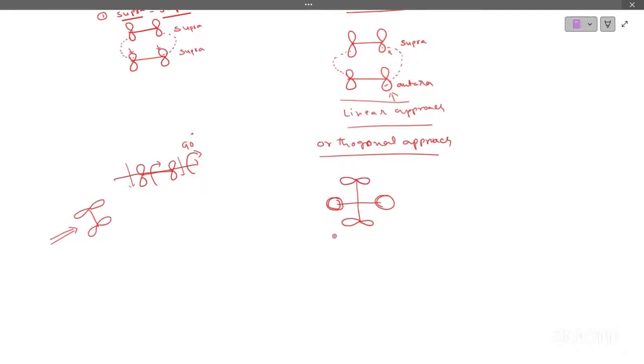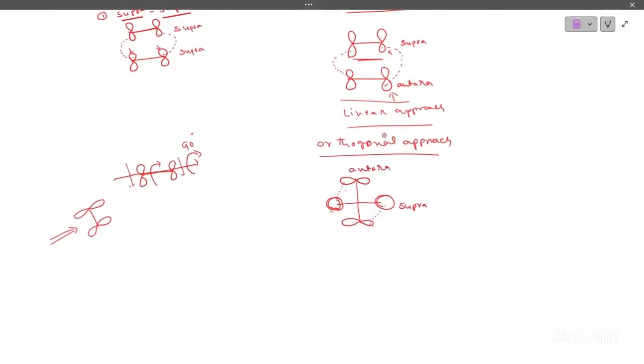Now, with respect to the first pi system, these two lobes are participating in the interaction, the same side lobes. Therefore, these two lobes are on the same side. With respect to the second pi system, opposite lobes are interacting. Now, you make one interaction the standard interaction, and the second interaction is linear. With respect to this system, it is supra. With respect to this second pi system, these opposite lobes are interacting in the bonding interaction. Therefore, this is antara. Okay.